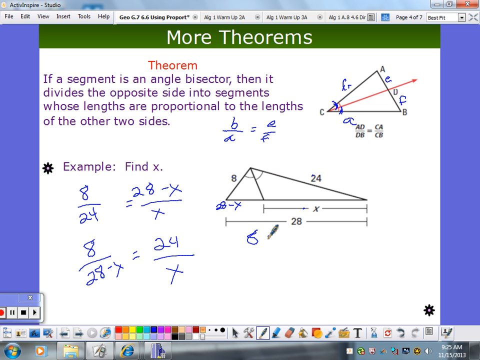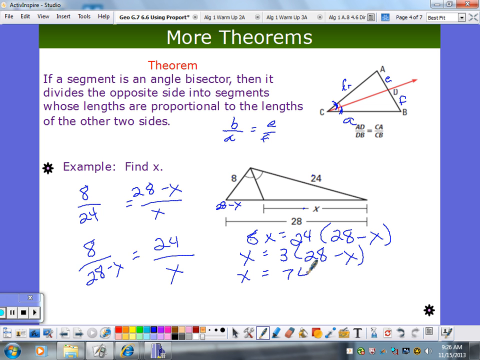They're the same. 8x equals 24 times 28 minus x. And I think I want to reduce it to 8 first, just to make this slightly easier. So I'm going to divide both sides by 8 first, just because the numbers get smaller, and I do better with smaller numbers. So what am I getting here? X equals whatever 3 times 28 is.